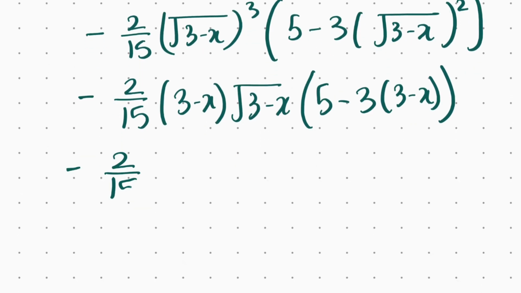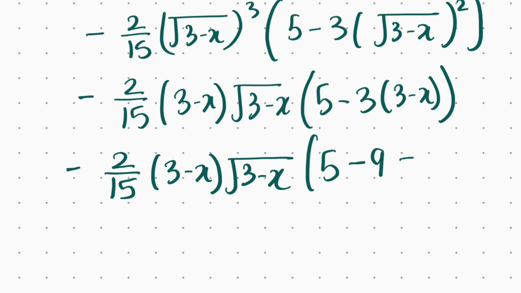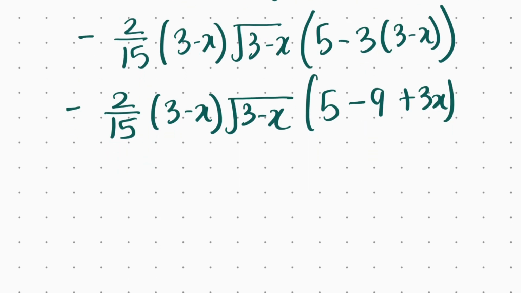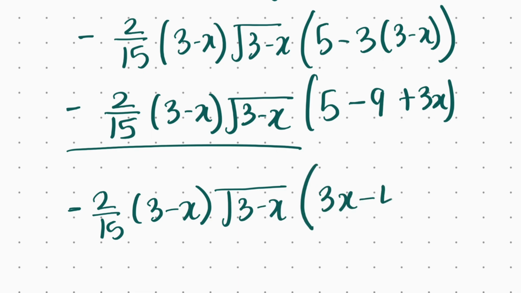Simplifying this, a lot of simplifying, guys. This is 3 minus x, square root 3 minus x. I just kept this the same. And now let's expand this. So we get 5 minus 9 plus 3x, keeping all of this the same. Then let's simplify this. We get 3x minus 4. And our plus c, which is the constant. And that is our answer.